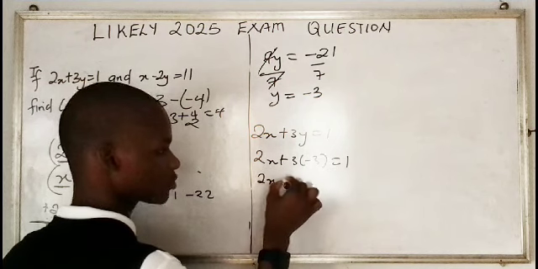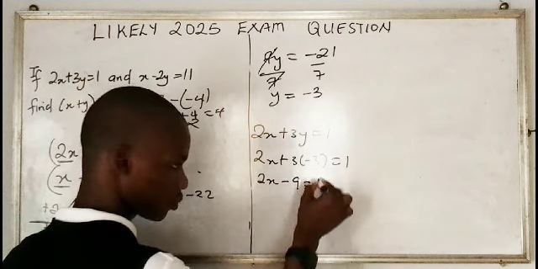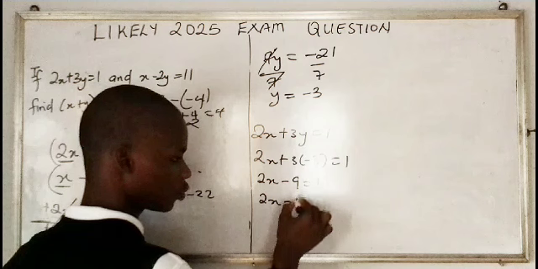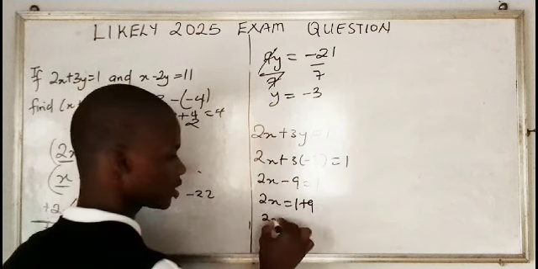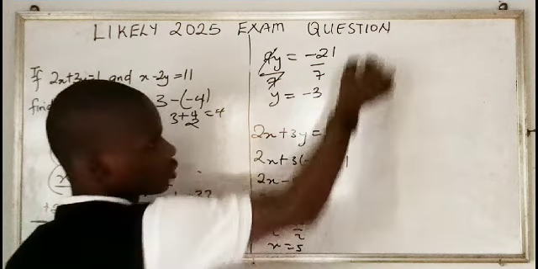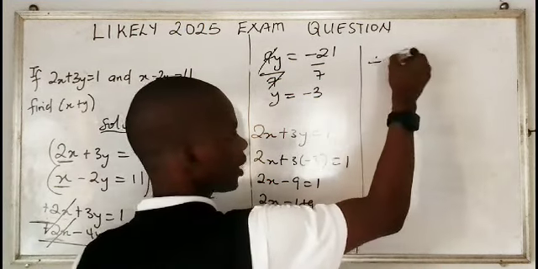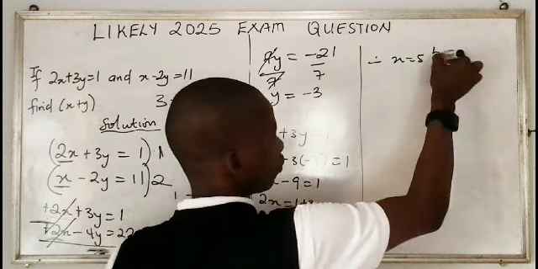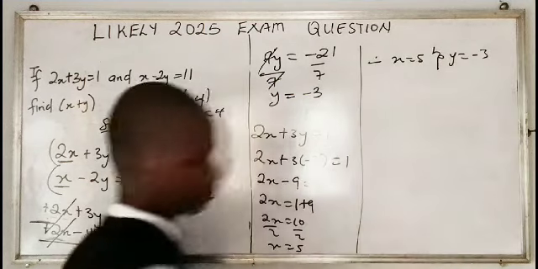So we have 2x minus 9 equals 1. So we have 2x equals 1 plus what? 9. 2x is equal to what? 10. Divide both sides by 2. We have x is equal to what? 5. So what does this mean? It means therefore x is equal to 5 and what? y is equal to minus 3.